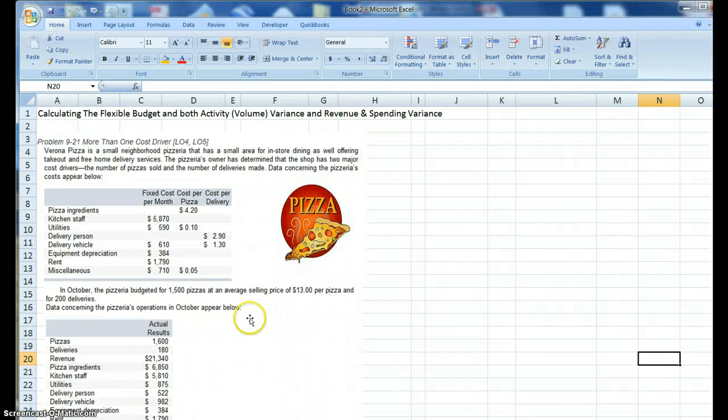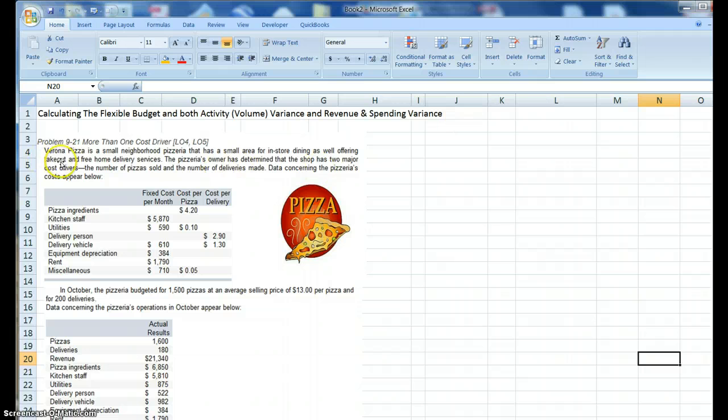Hi, in this problem we're going to work on a flexible budget, and we're going to look at the two main variances, one being the activity variance, which is volume related, and then revenue and spending variances, which are dollar values related to revenue differences and spending or expense differences.